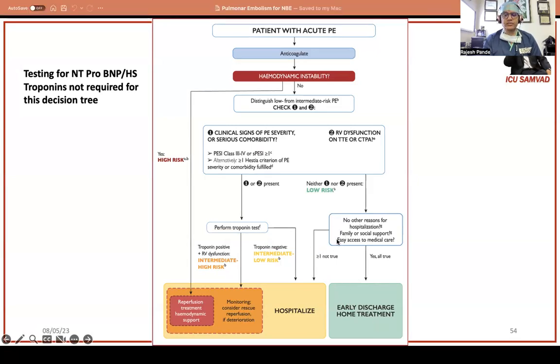However, if that is not true, then you will obviously have to keep the patient in the hospital. But in case the PESI class is high, or Hestia criteria, we'll talk about that, more than one criterion for pulmonary embolism severity is present, then a troponin test should be performed. If troponin is positive and there is presence of RV dysfunction, this is an intermediate-high risk case where we have already done anticoagulation. We need to monitor, and whenever the situation demands, we need to go for rescue reperfusion. If they are troponin negative, they are intermediate-low risk, and they need to be hospitalized and monitored.